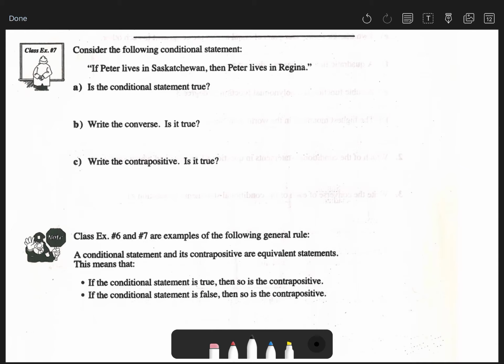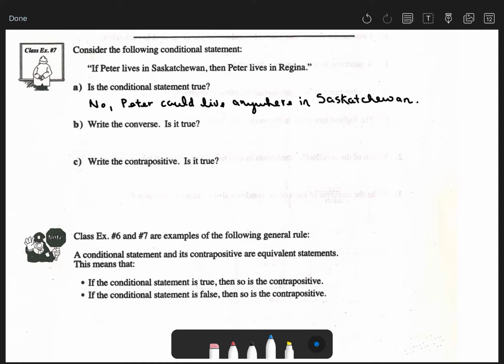All right, next. Consider the following conditional statement. If Peter lives in Saskatchewan, then Peter lives in Regina. Is this conditional statement true? So if Peter lives in Saskatchewan, he lives in Regina. Is this true? No, it's not true. Peter could live in a different town or city in Saskatchewan. Peter could live anywhere in Saskatchewan. He doesn't have to live in Regina. So there's A.